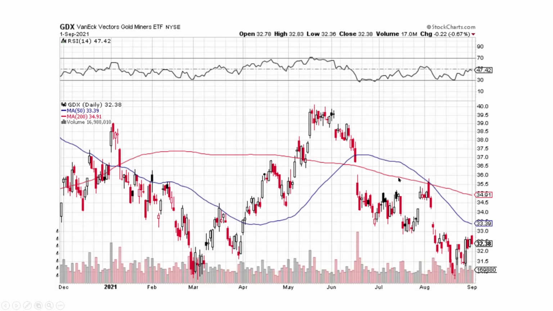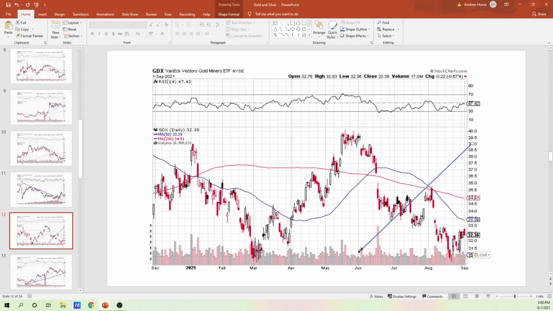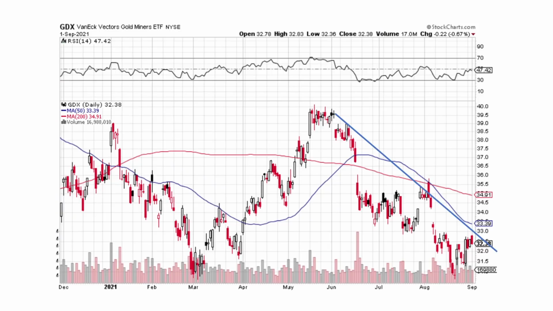Looking at GDX on the daily, we have almost a bearish piercing. If we were to put a trend line in here, which I forgot to do, we're right there. Let's see what happens tomorrow.